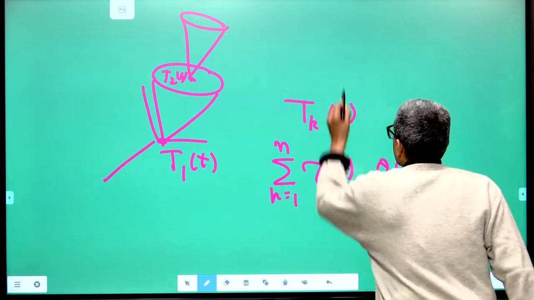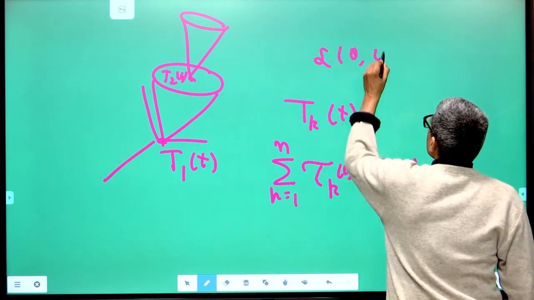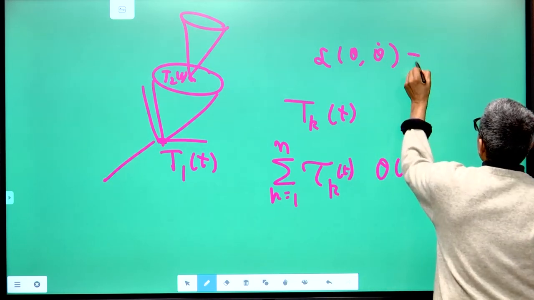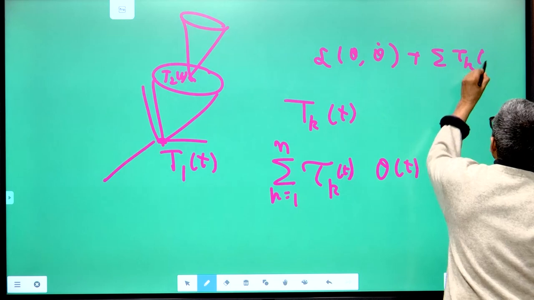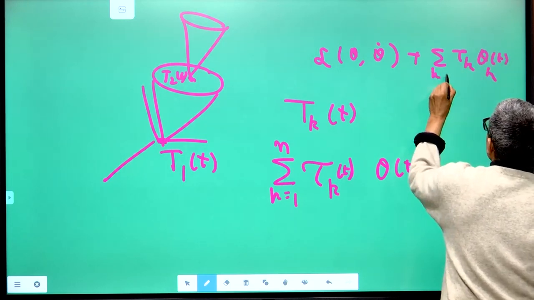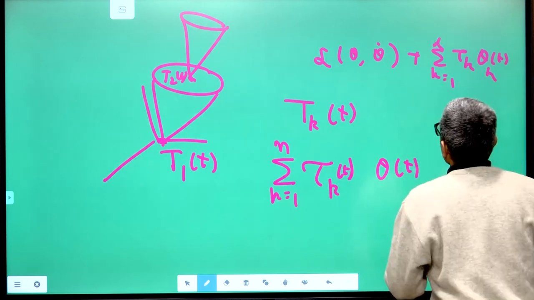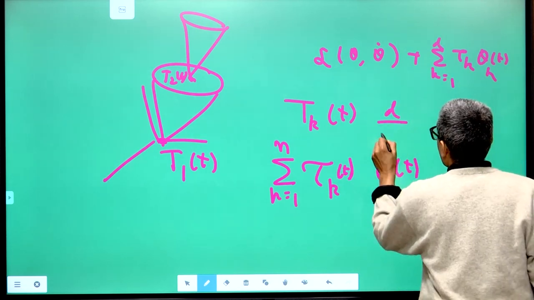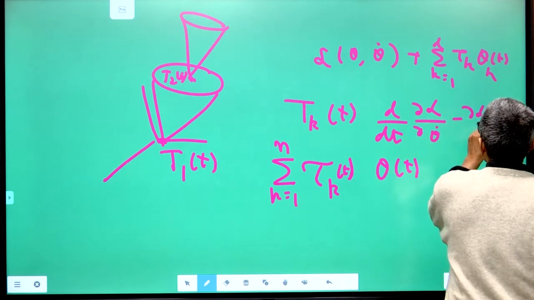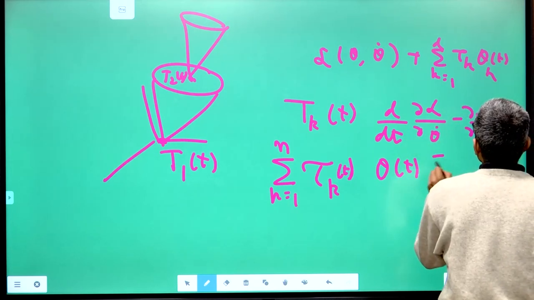Lagrangian by this. So, if the Lagrangian is a function of θ, θ dot, and to this I add an extra torque term, summation τ_k(t) into θ_k(t), k equals 1 to d. If you add this torque term and write down the Lagrangian equations, what do you get? Euler Lagrange equations, you get d/dt of ∂L/∂θ dot minus ∂L/∂θ is equal to τ_k.